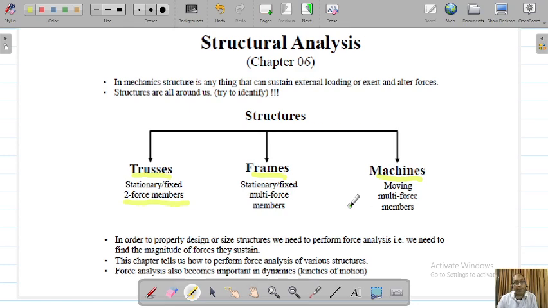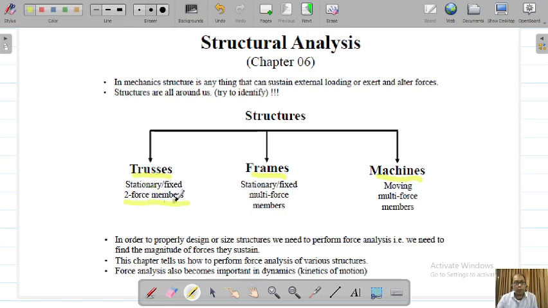they are connected together by means of sometimes pins. They can also be connected by glue, nails, bolts and rivets. Machines contain moving parts which are designed to transmit and alter the effect of forces. So this is a brief intro about the frames, machines and trusses.